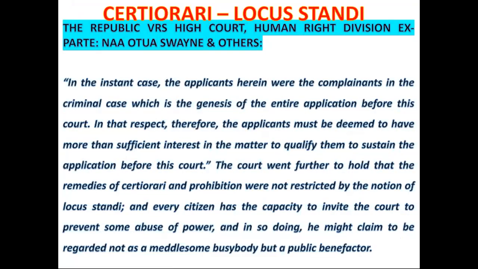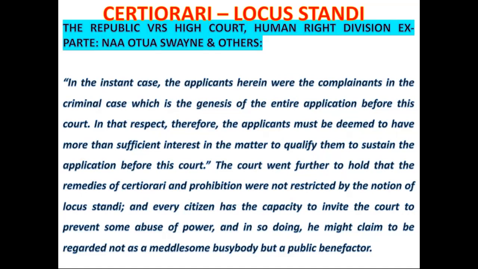In the instant case, the applicants herein were the complainants in the criminal case which is the genesis of the entire application before this court. In that respect, therefore, the applicants must be deemed to have more than a sufficient interest in the matter to qualify them to sustain the application before this court. End of quote.